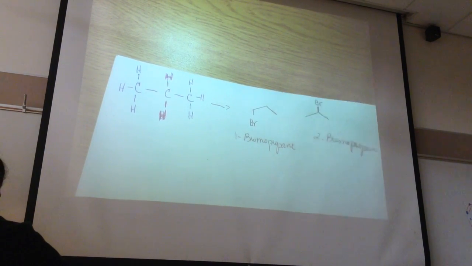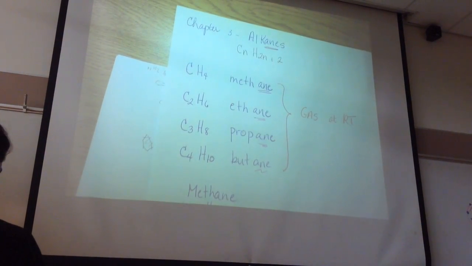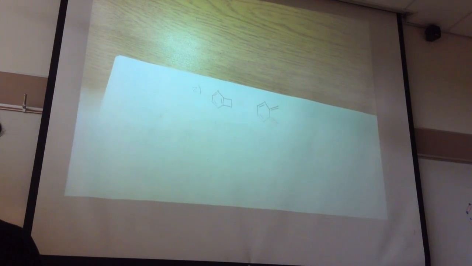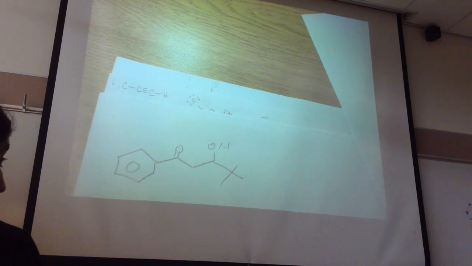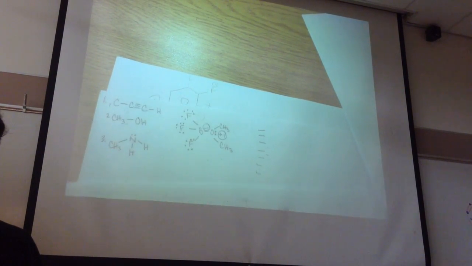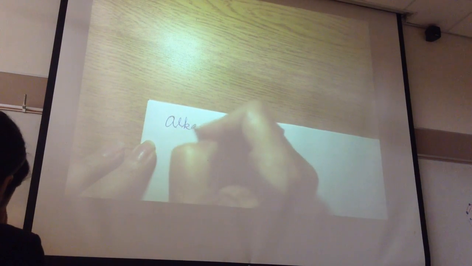All right, so we were doing this very nicely. We stopped here because these were all gases. Let's continue with the alkanes. Well, none of these pages are any good. All right, that one is still good. So we're going to continue with the alkanes.